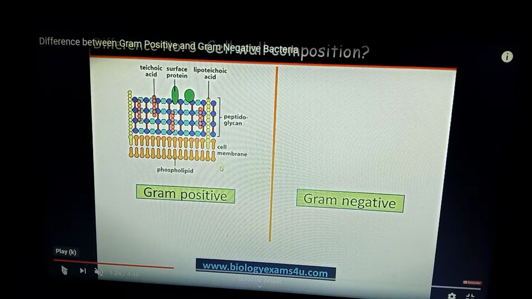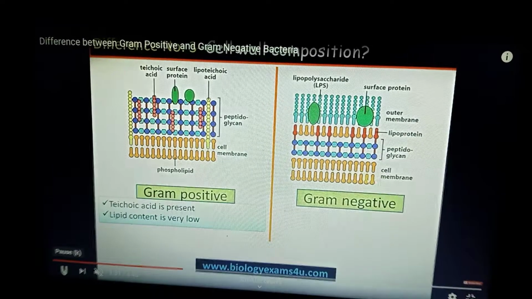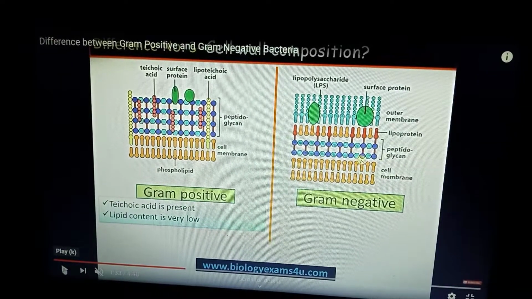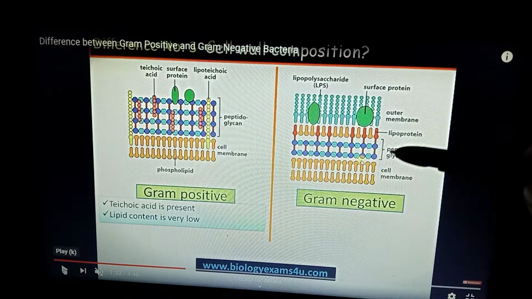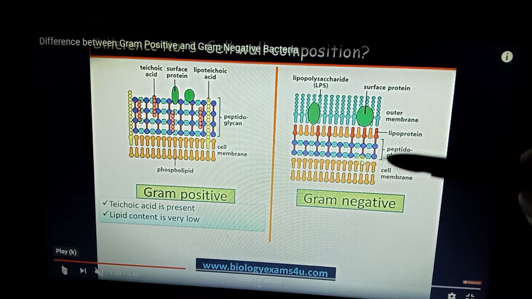While in gram-negative bacteria, the peptidoglycan is very thin. That is in gram-negative bacteria. Look at this: the peptidoglycan is very thin, while this one is very thick, obviously. Here, it is very thin.